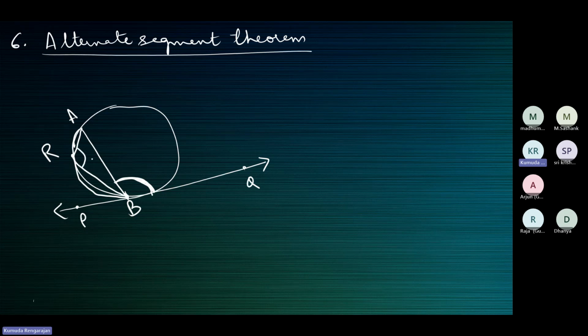Now this is the angle subtended by the chord AB at the point R in the alternate segment. This angle is equal to this angle. Angles in the alternate segment of a circle are equal.